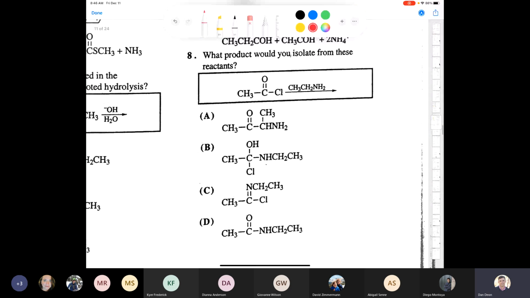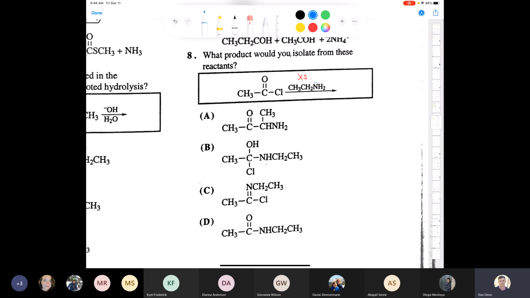Number 8. What product would you expect to isolate from these reactants? So we're taking an acid chloride and we're treating it with an amine. And this is something that we went over, and in our book, he always says excess. He always makes a point of saying excess. It's neither here nor there, really. I mean, either way.